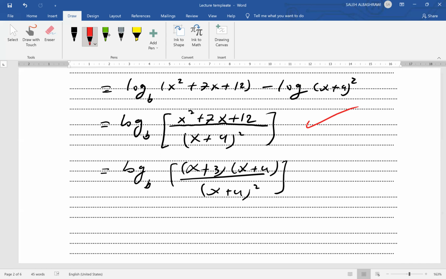But if I want to simplify it, I will take the common factor. Then this can be written as log base b of x plus 3 divided by x plus 4. And that's it. Now we wrote this expression as a single logarithm with coefficient 1. When we say coefficient 1, it means there's no number except 1 as a coefficient for the logarithm. There's only 1. That's what we need to write.